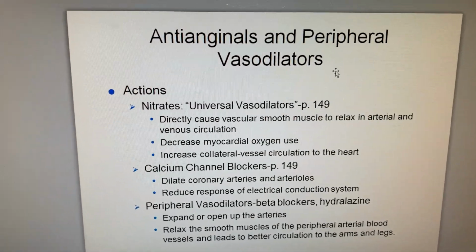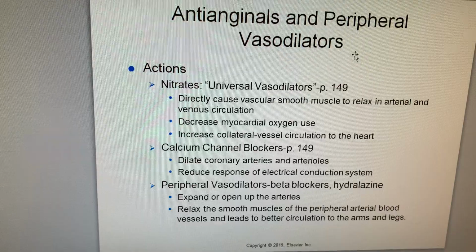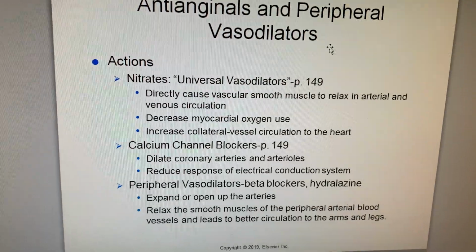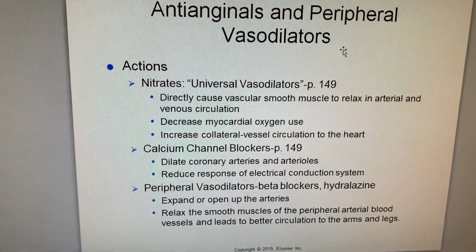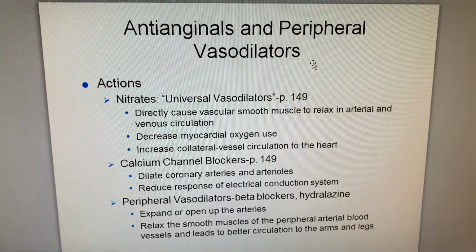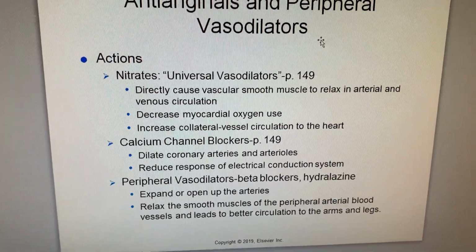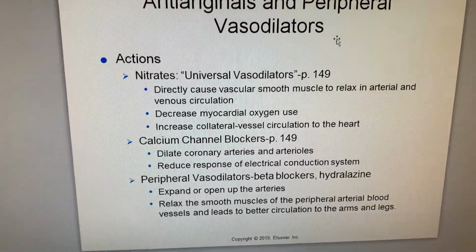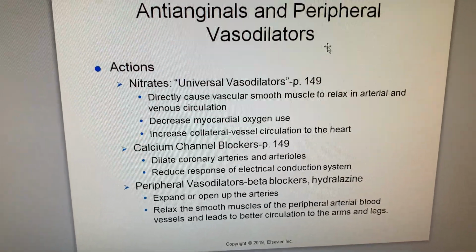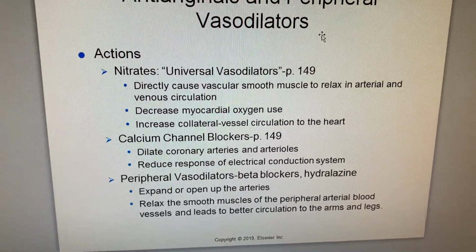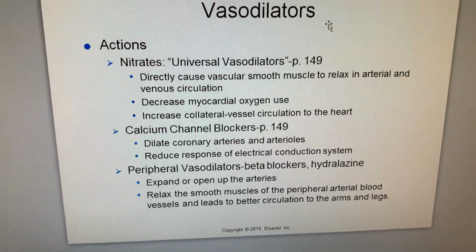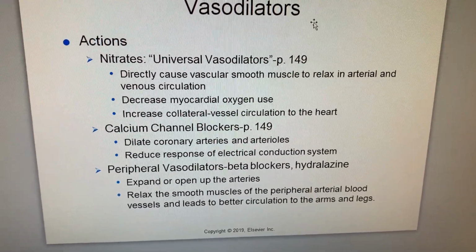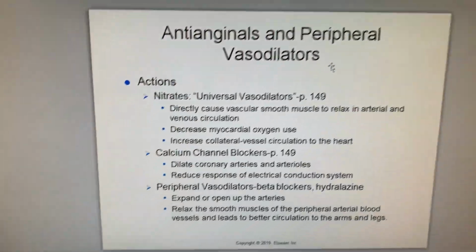We also see a drug we've seen before, the calcium channel blockers, and we talked about them when we were talking about blood pressure. And they also work to help dilate the coronary arteries and arterioles. If you remember, the calcium goes into the cells and carries messages, and these messages result in artery constriction. And when you block the calcium from getting into those cells, you interrupt those messages, and the arteries don't get the message to constrict, so they stay dilated. So calcium channel blockers dilate coronary arteries, and they also are going to reduce the response of the electrical conduction system.